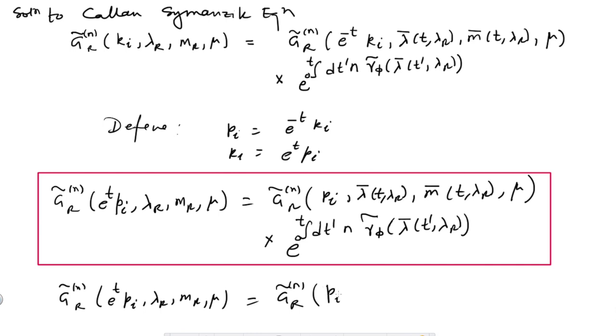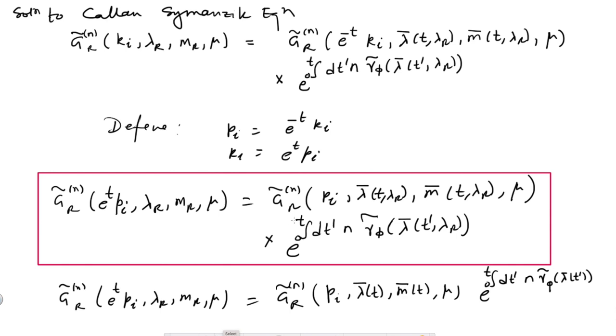Anyway, so pi lambda bar of t, which is really lambda bar of t, lambda r, m bar of t, mu, e to the integral 0 to t, dt prime, n gamma tilde phi lambda bar of t prime. Okay, that's the same equation with some suppression. So you see that now we have an expression of Green's function relating to different energy scales.